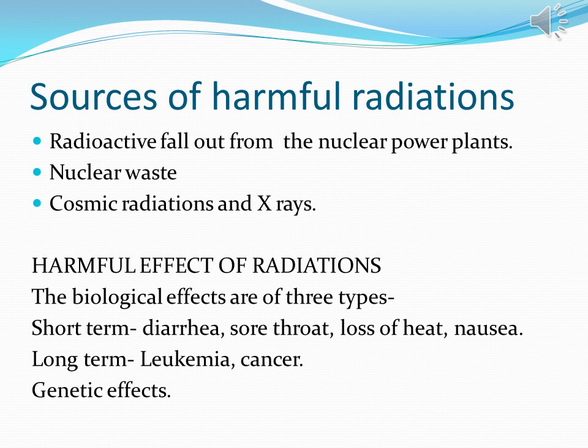The first and second effects are limited to the individuals who are actually exposed to the radiations, while the third effect appears in the later generations of the person exposed to the radiation. The genes in the living cell get mutated.